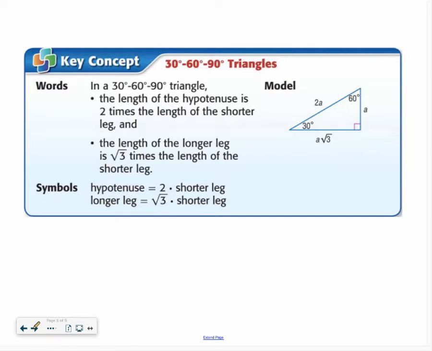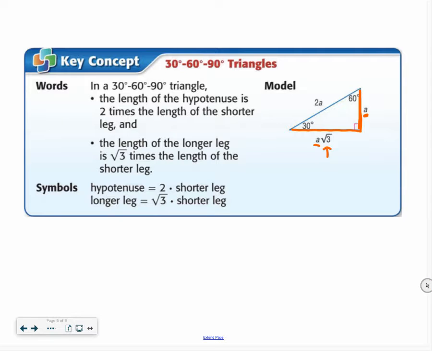Now let's talk about a 30, 60, 90 triangle. In a 30, 60, 90 triangle, you have 3 different lengths for the legs. So you have a scalene triangle. And your shortest side of the triangle is going to just be called A. Okay, so your shorter leg can just be A. The longer leg is A times the square root of 3.